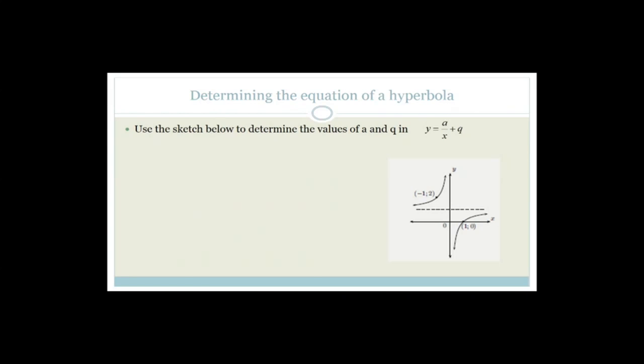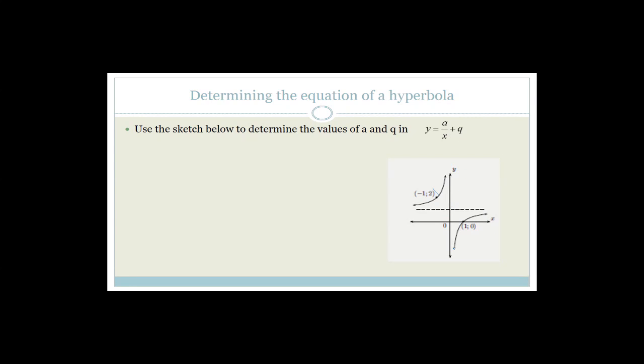Use the sketch below to determine the values of a and q in y is equal to a to the x plus q. Okay, so do you agree this is a hyperbola? And they want us to put in the values in order to work this out. But isn't it nice that they've given us two values and we've got two variables? Therefore, we can use these two values to work out using simultaneous equations.